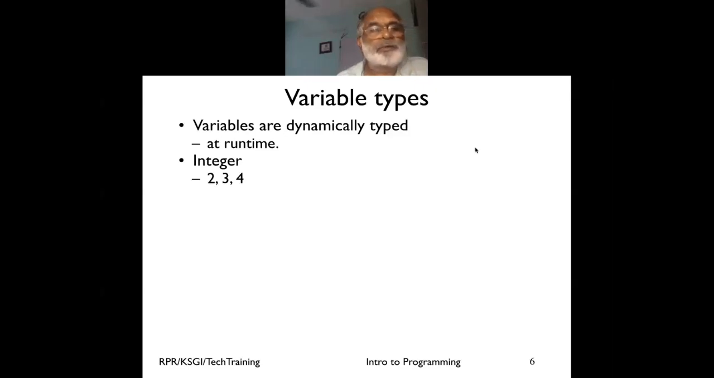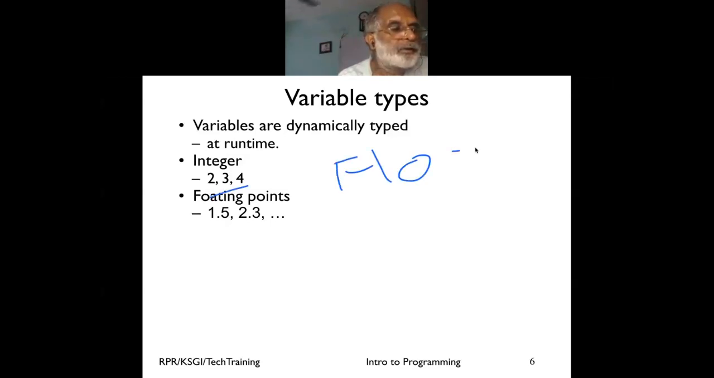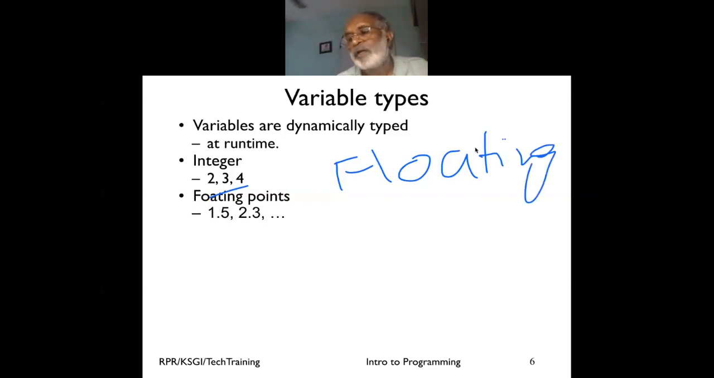So for integer, we give it 2, 3, 4, any values. It could be negative, it could be positive, 0. Floating, sorry, there's a typo there. It should have been floating. So I'll correct that. Floating point type, decimals, 0.0. You can use scientific notation as well. And probably we'll get into those details if we really need to go there, but really you're not going to use that part.